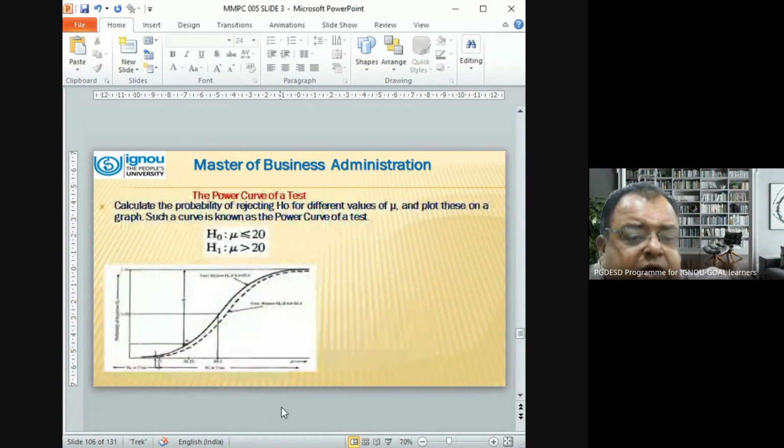The power curve of a test. Calculate the probability of rejecting H0 for different values of mu and plot these on the graph. Such a curve is known as the power curve of the test. Here your null hypothesis is that mu is less than or equal to 20, and your alternate hypothesis is that mu is greater than 20. This graph is a power graph or power curve.